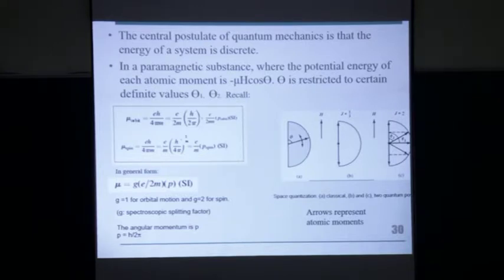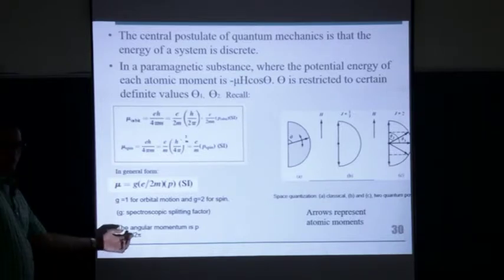The angular momentum, which is p, is given by h by 2 pi. So now here you can see the quantization, because this is Planck's constant.